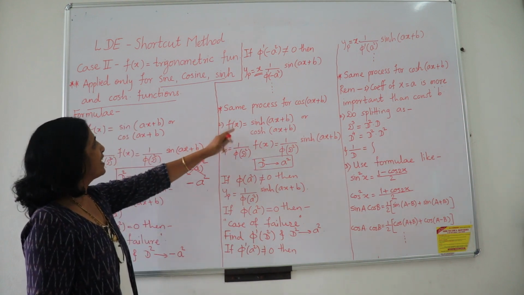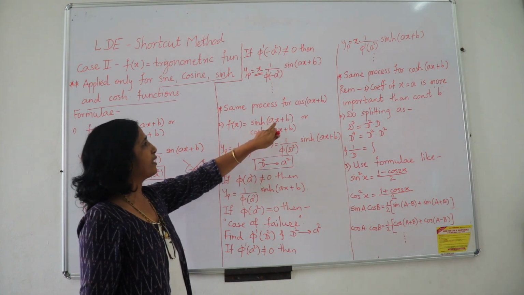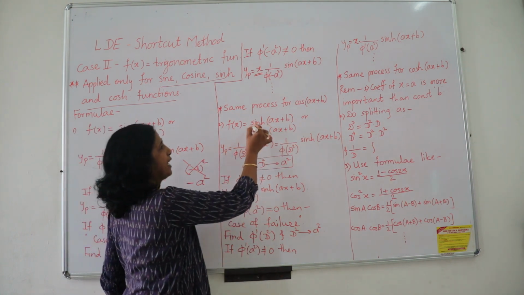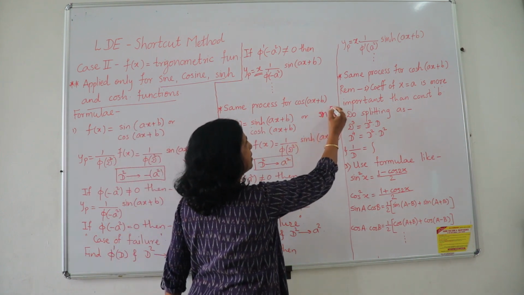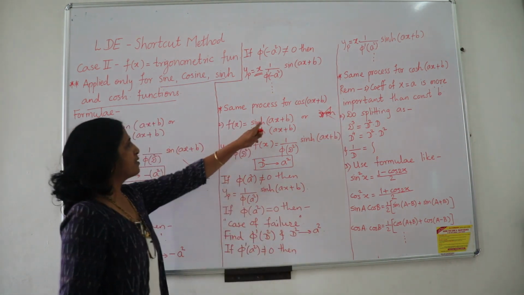Then come to the second group of functions, that is f(x) equal to sinh(ax+b) or cosh(ax+b). When you are writing, take care that this h should be connected. Don't write it like sin h, don't keep a space here. So this is sine hyperbolic.